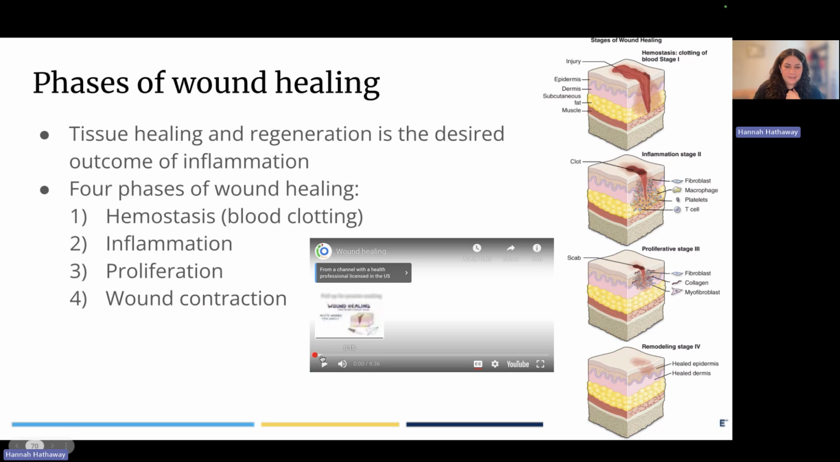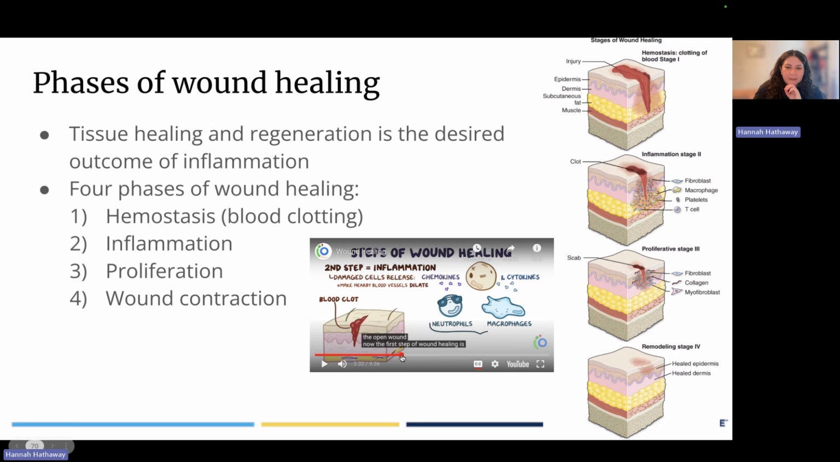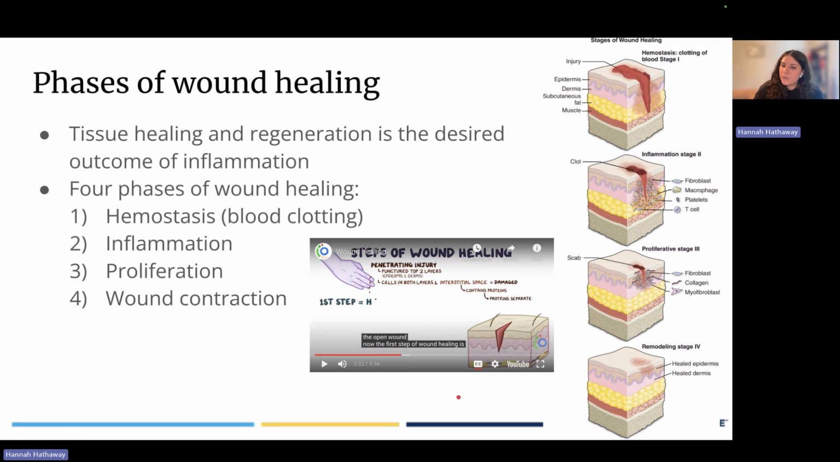There is a video on this slide. If you're looking at the slides, we're not going to watch the whole thing together because it's 9 minutes long. This is a really nice overview of the steps of wound healing, and it's got some really nice graphics in it. So I highly recommend, if you are feeling confused on wound healing at all, that you take the time to go to the slides and watch this video.